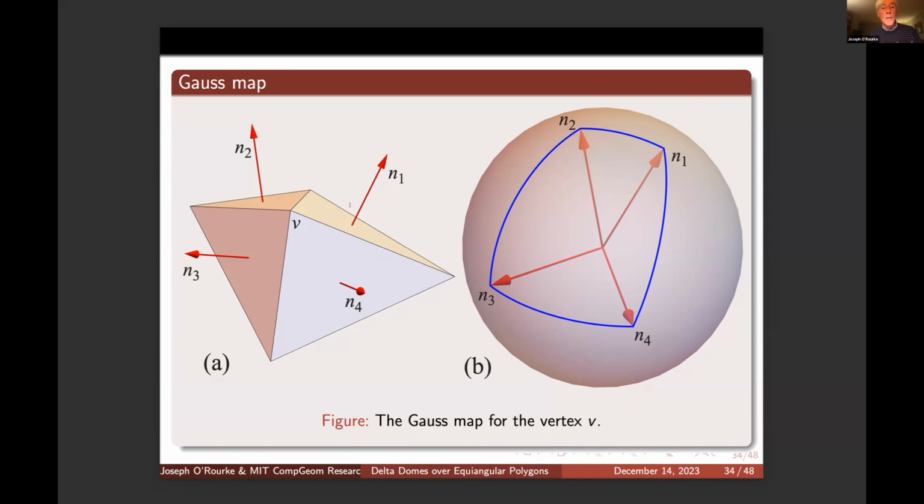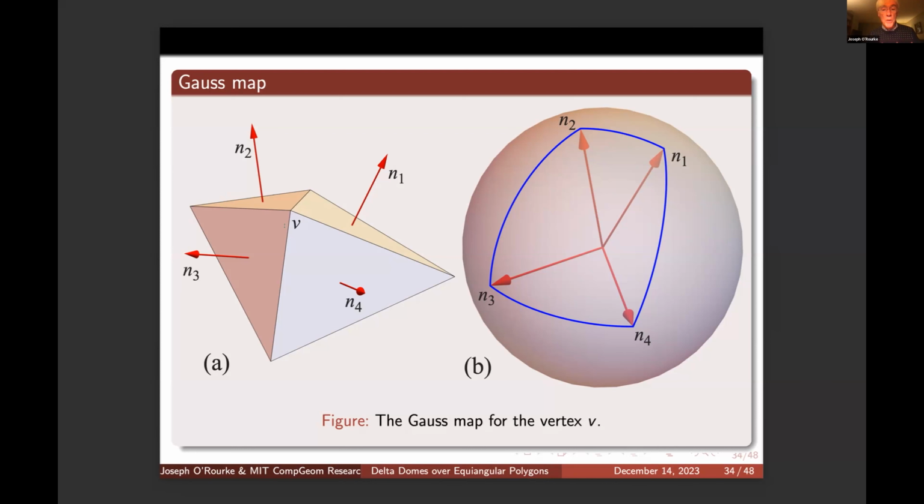And then you imagine rotating N1 to N2 over this dihedral angle along the edge between them, and the blue arc corresponding to that is the dihedral angle. The length of that blue arc is the dihedral angle. Here it's the dihedral angle between N2 and N3. You see it's longer because the dihedral angle is sharper. So you get a mapping here, and the length of these arcs are the 4 dihedral angles here.